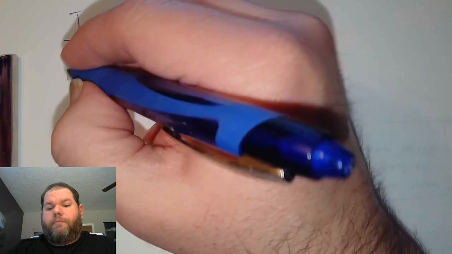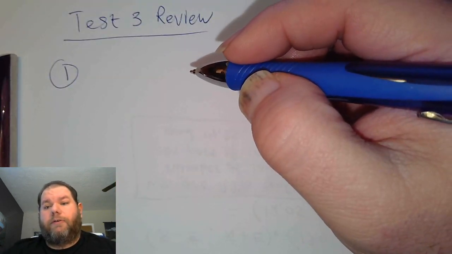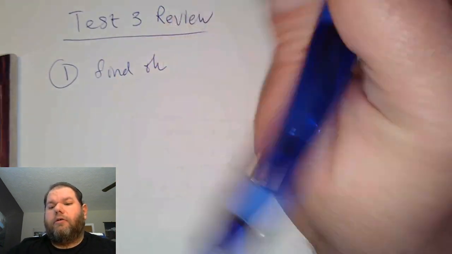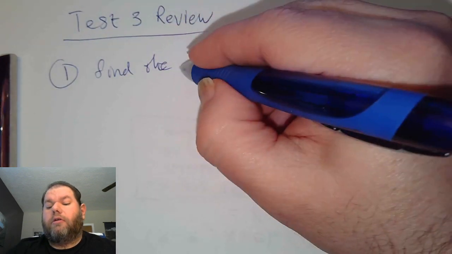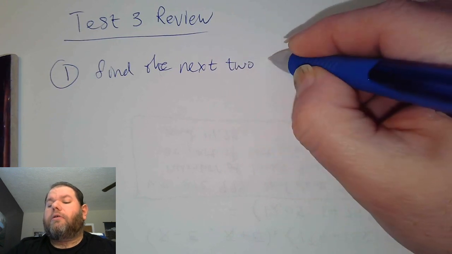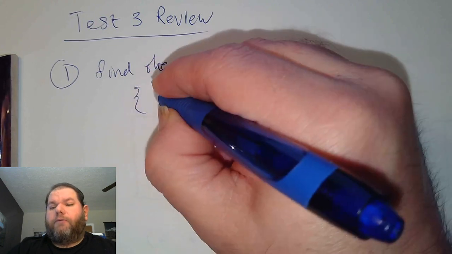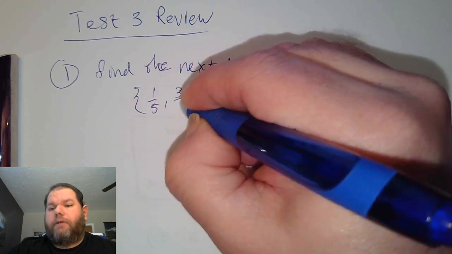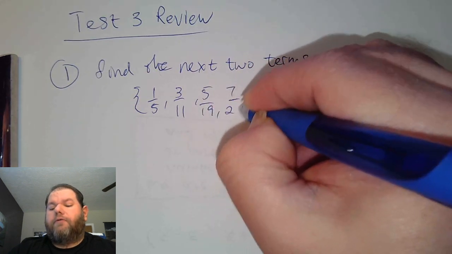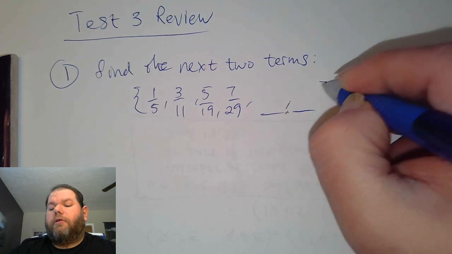Test 3 review. So our first problem, we want to find the next two terms for the sequence. And so we have 1 over 5, 3 over 11, 5 over 19, and 7 over 29. And we want to know what those next two terms are.